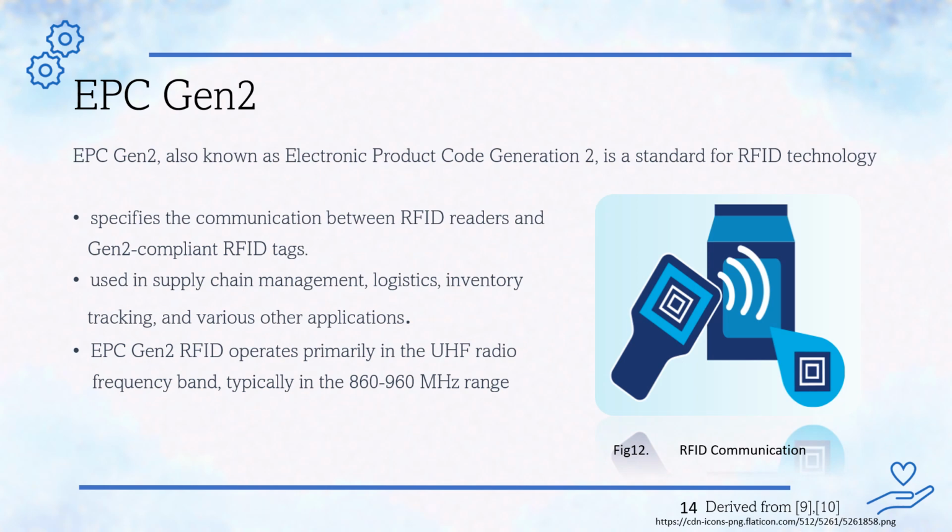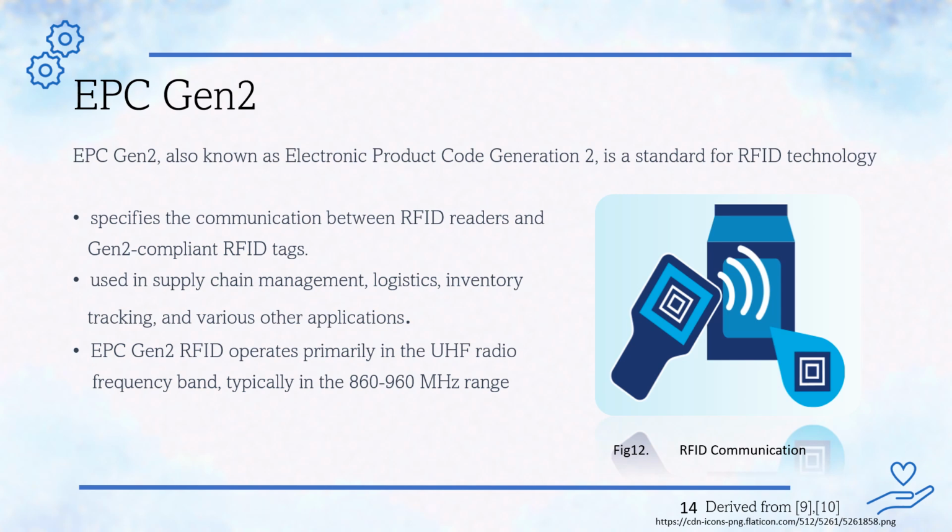The second protocol is EPC Gen 2. EPC Gen 2 is the successor of EPC Gen 1. EPC, also called Electronic Product Code Generation 2, is a standard for RFID technology. It specifies the communication between RFID readers and Gen 2 compliant RFID tags. This is used in supply chain management, logistics, inventory tracking, and various other applications.